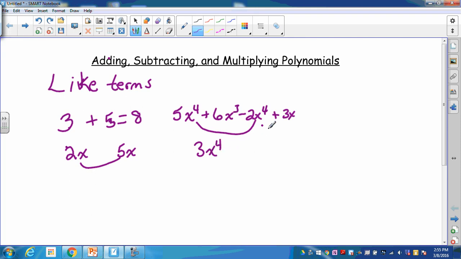Then I'm going to bring down my remaining terms and write them in descending order based on their exponents. So next is 6x to the 3rd plus 3x. When I say descending order based on their exponents, I mean it should be going down, getting smaller. So we have 4, 3, and then 1. That's descending. So that's your basics with like terms. Hopefully this was a good refresher for you. Let's actually look at adding and subtracting with polynomials.